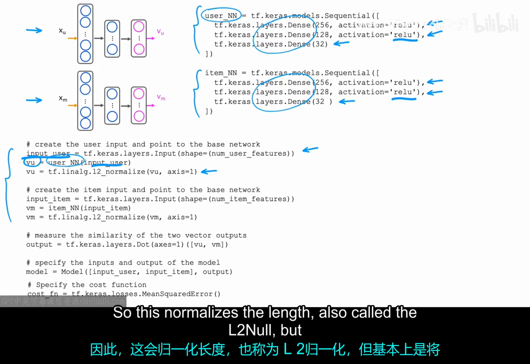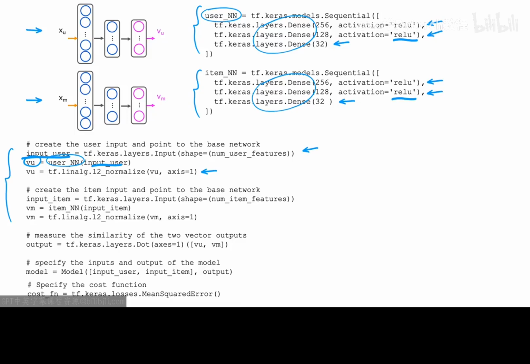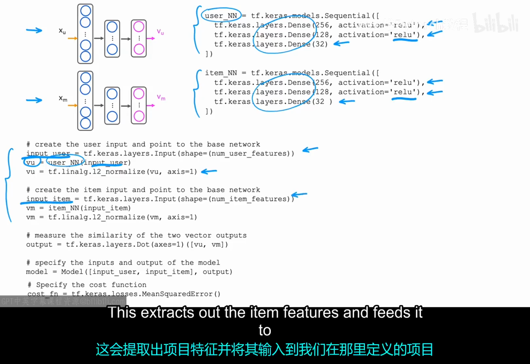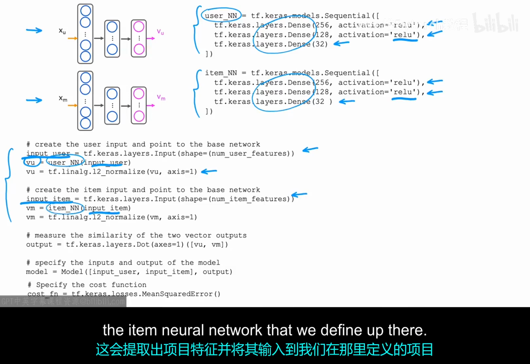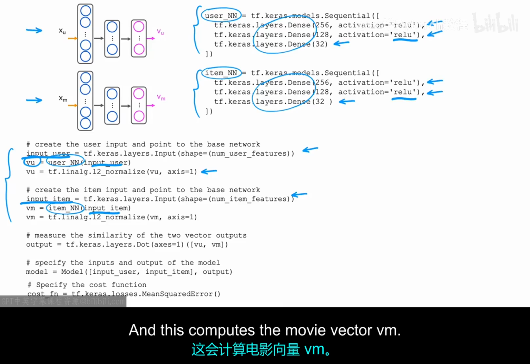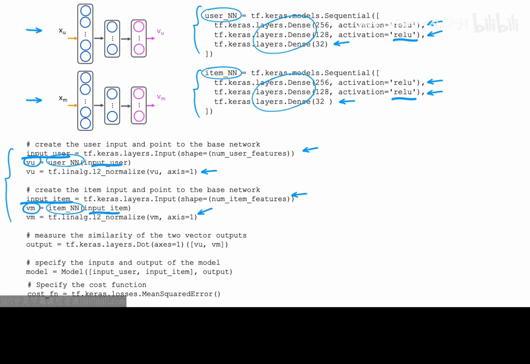So this normalizes the length, also called the L2 norm, but basically the length of the vector VU to be equal to 1. And then we do the same thing for the item network, for the movie network. This extracts out the item features and feeds it to the item neural network that we define up there. And this computes the movie vector, VM, and then finally this step also normalizes that vector to have length 1.